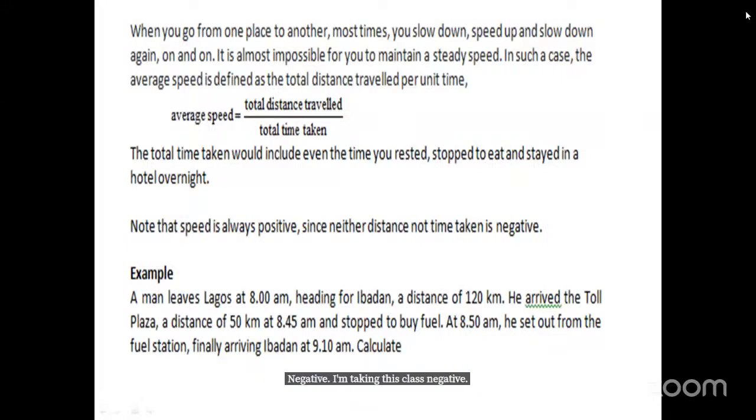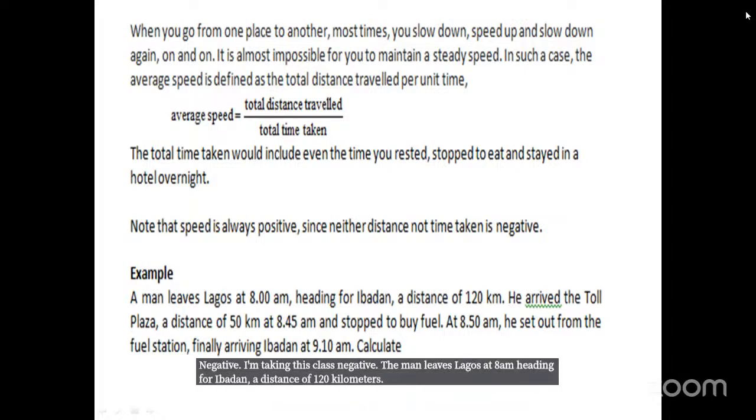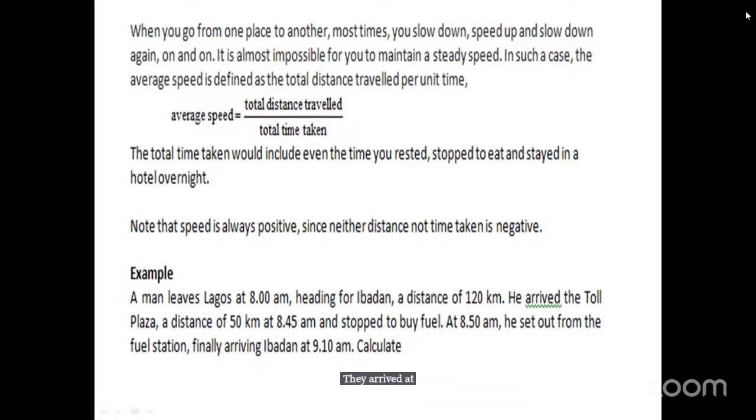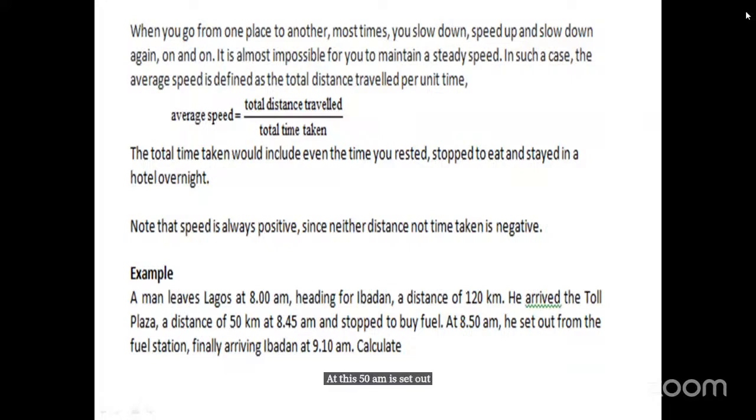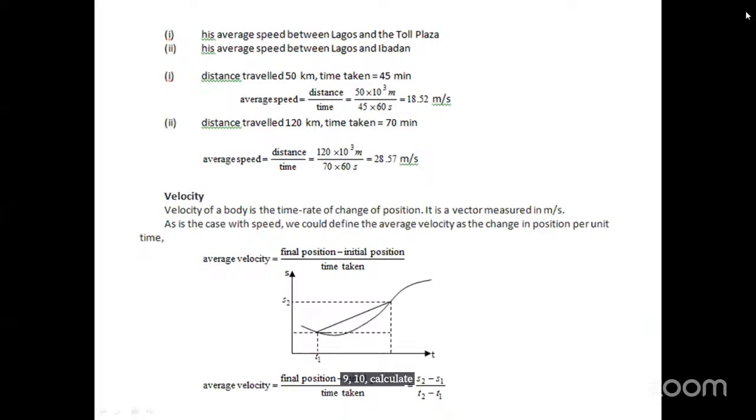A man leaves Lagos at 8 a.m. heading for Ibadan, a distance of 120 kilometers. He arrived at Toll Plaza, a distance of 50 kilometers, at 8:45 a.m. and stopped to buy fuel. At 8:50 a.m., he set out from the fuel station, finally arriving at Ibadan at 9:10 a.m. Calculate one, his average speed between Lagos and the Toll Plaza. Two, his average speed between Lagos and Ibadan. That I'm sure you can easily figure out on your own, right?